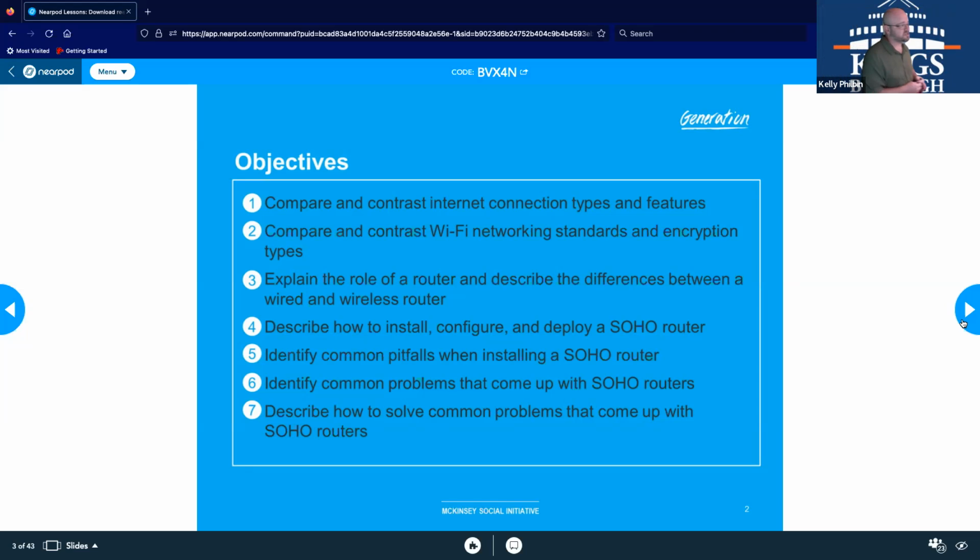SOHO stands for Small Office Home Office. So this isn't going to be one of your big enterprise routers. It's going to be typically what you would see at your house. We're going to be identifying some common pitfalls when installing a SOHO router and some common problems that come up with your routers, and then work through a little bit on how to solve them.